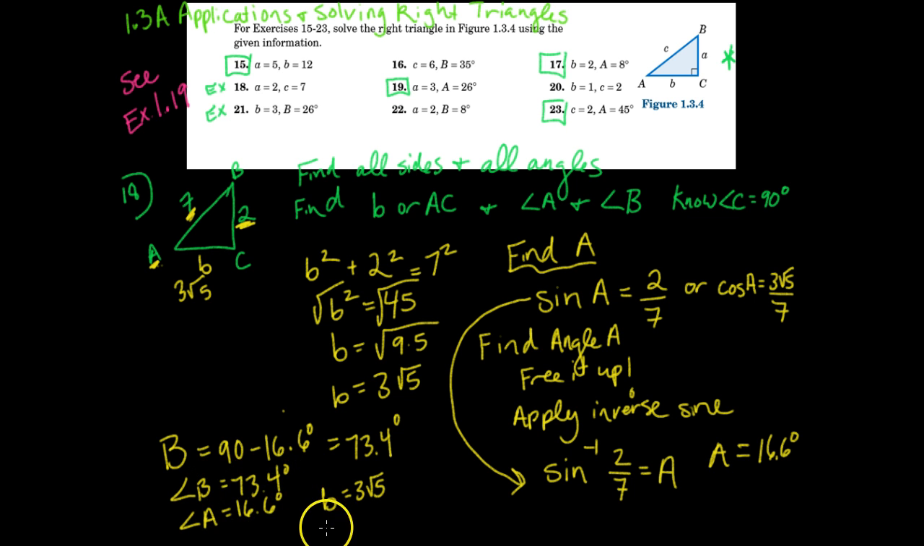So we found all the missing parts of this triangle. That's how you solve a right triangle.